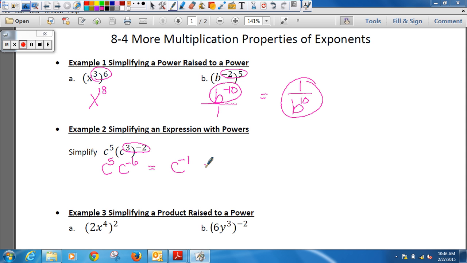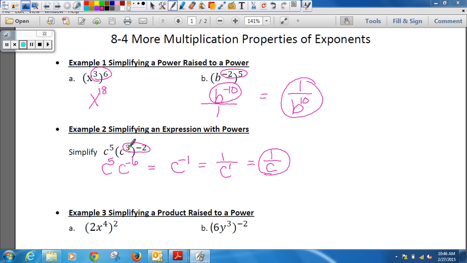I'm not completely done because I have an exponent of a negative. So that means it's in the wrong position, so I need to move it, lose it. So I could write it as 1 over c to the first. c to the first is simply just c, so I could also write the answer as 1 over c.